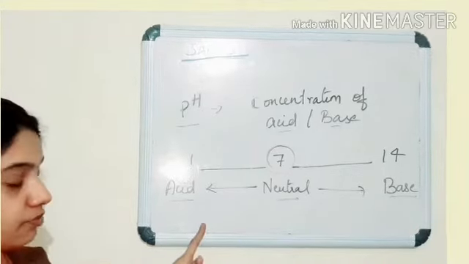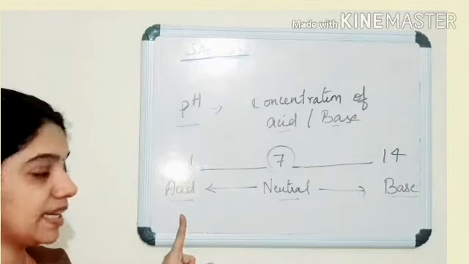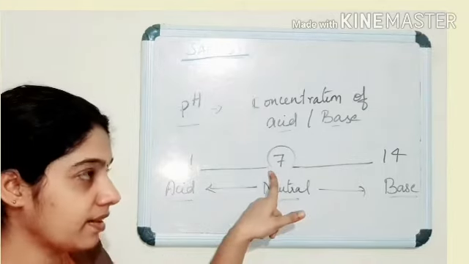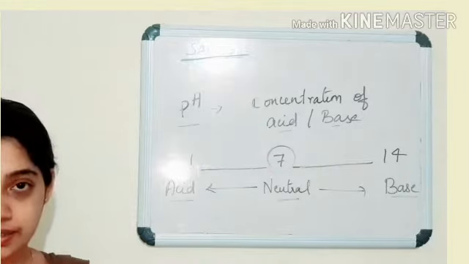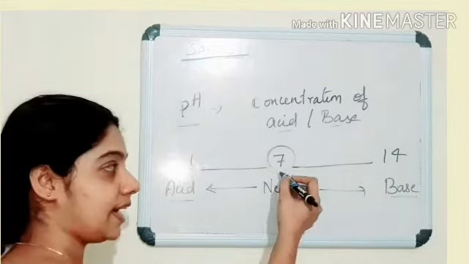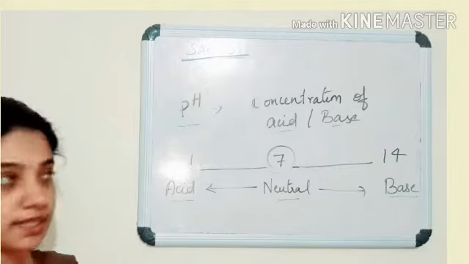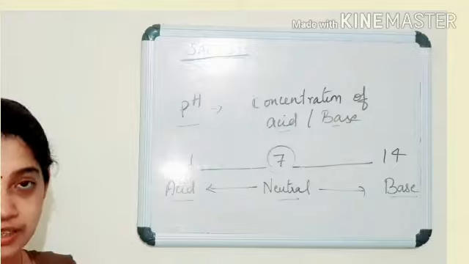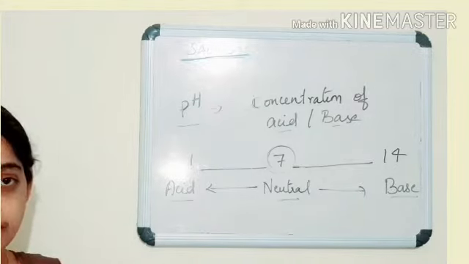Now, the same thing for the acid also. If you have a value closer to 1, it is a stronger acid. And if the value is closer to 7, that means 6, 5 or like that, it is a weak acid. If you get the value exactly equal to 7, it is a neutral one. That is how we find out the concentration of an acid or a base using the pH scale.